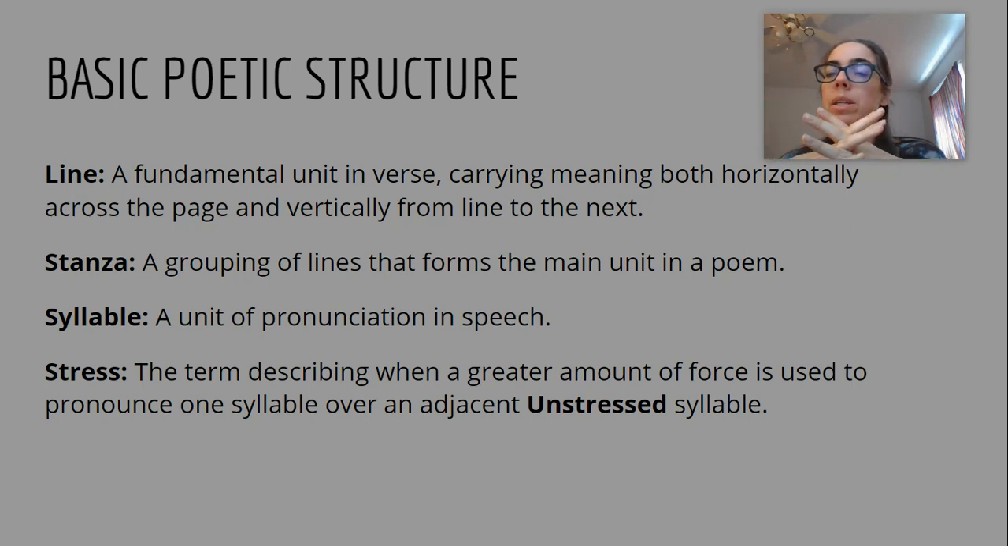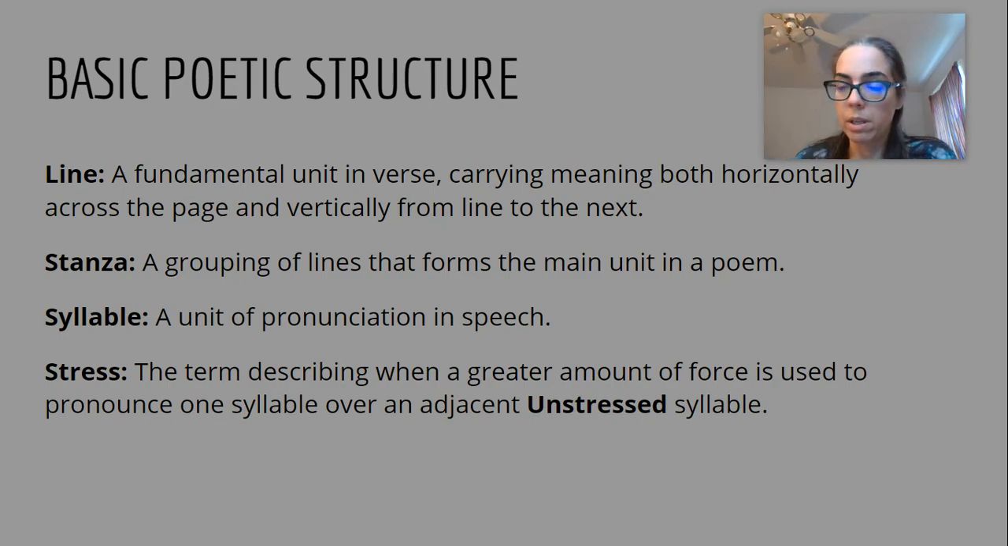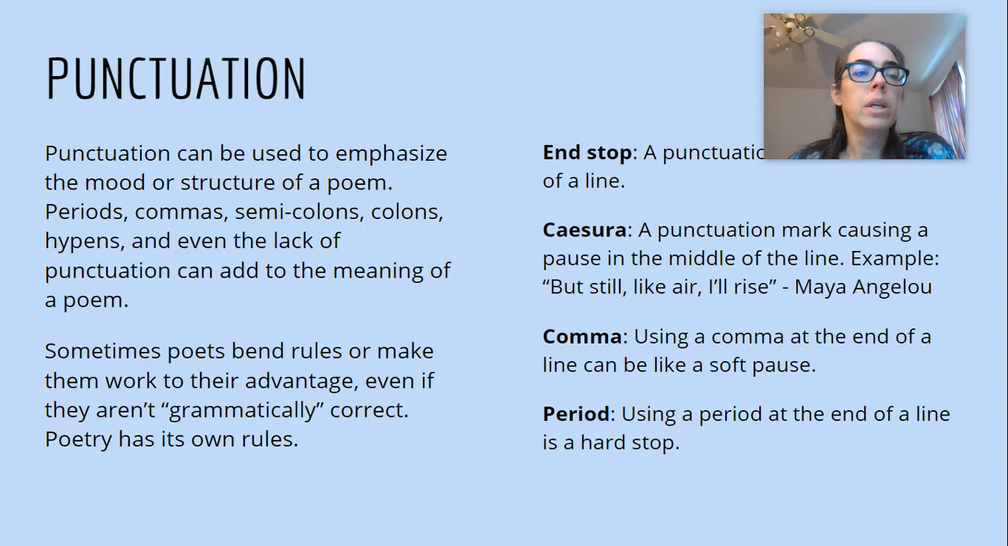So when we say something is an iambic pentameter, it's going to be 5 feet, which would be a stressed, unstressed. And then stress, we were just talking about that. It's when there's a greater amount of force on a word or a part of a word. And then the unstressed is the opposite, where there's not stress. And we will go into greater detail about that.